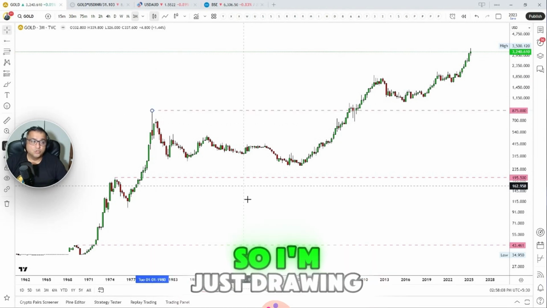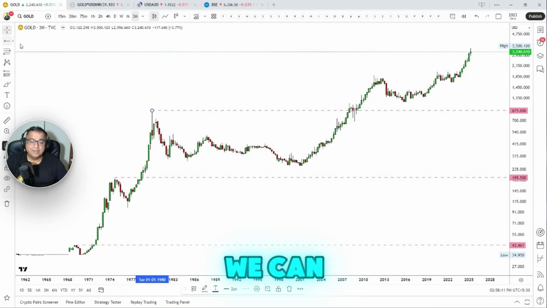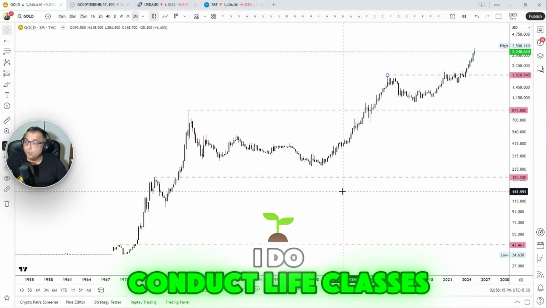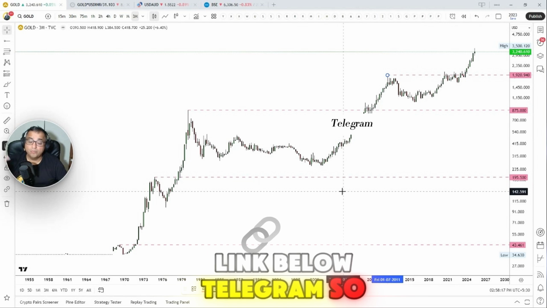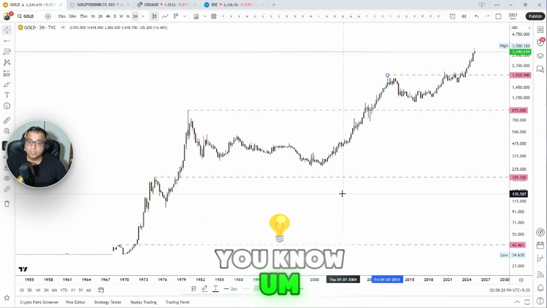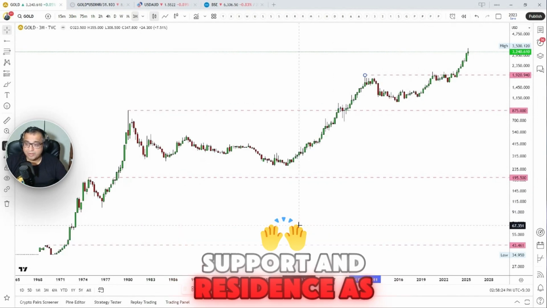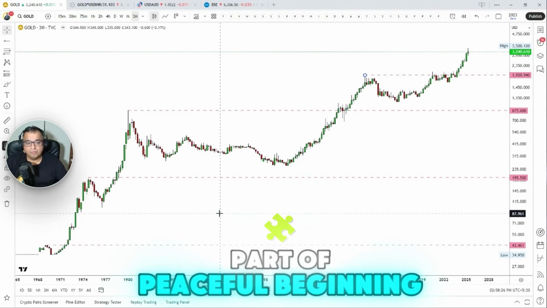So I'm just drawing some lines here, and these are support and resistance. If you want to know more about these, I do conduct live classes. I will leave the link below of Telegram, so you can join my Telegram, so I can share with you how you draw this support and resistance as part of peaceful weekend investing.